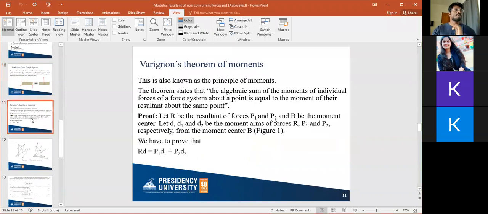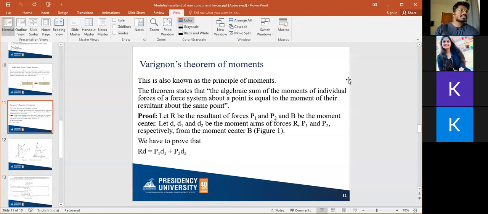Next, moving on, Varignon's theorem. This is the important part. I have arranged a small setup in this session where I'll solve it on paper, and you will be able to see that. Let's see how this works. So let's go through the theorem.